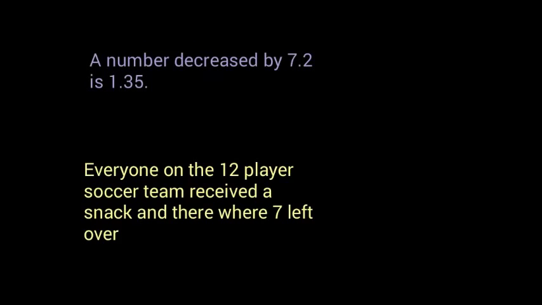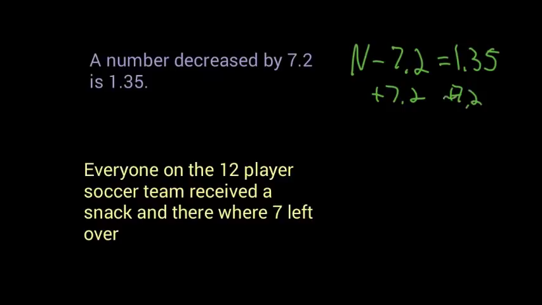Alright, next we have a number decreased by 7 and 2/10 is 1 and 35 hundredths. So a number, we don't know what the number is, so we'll just use n for number. Decrease means subtract. And we know it is, so that equals 1 and 35 hundredths. So the opposite of subtracting 7 and 2/10 would be adding 7 and 2/10.